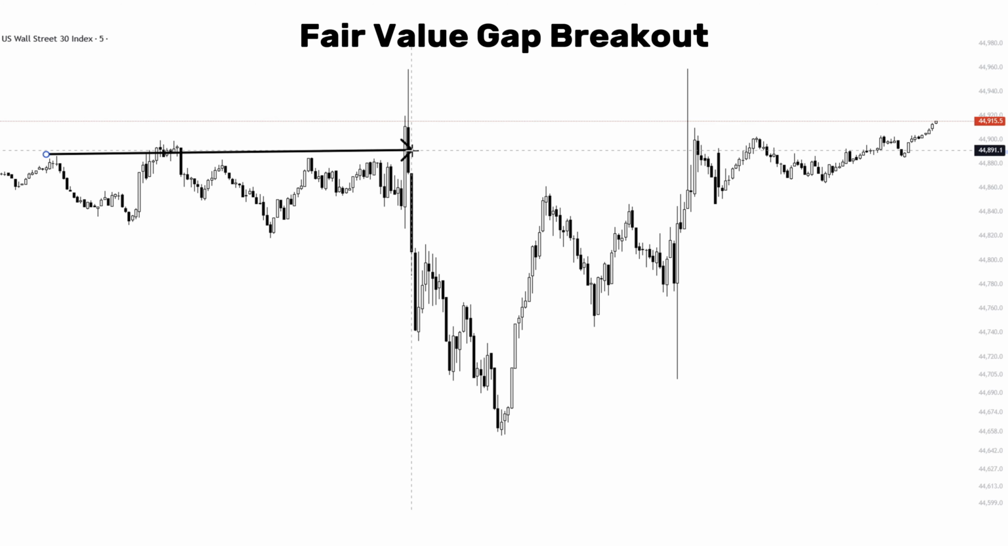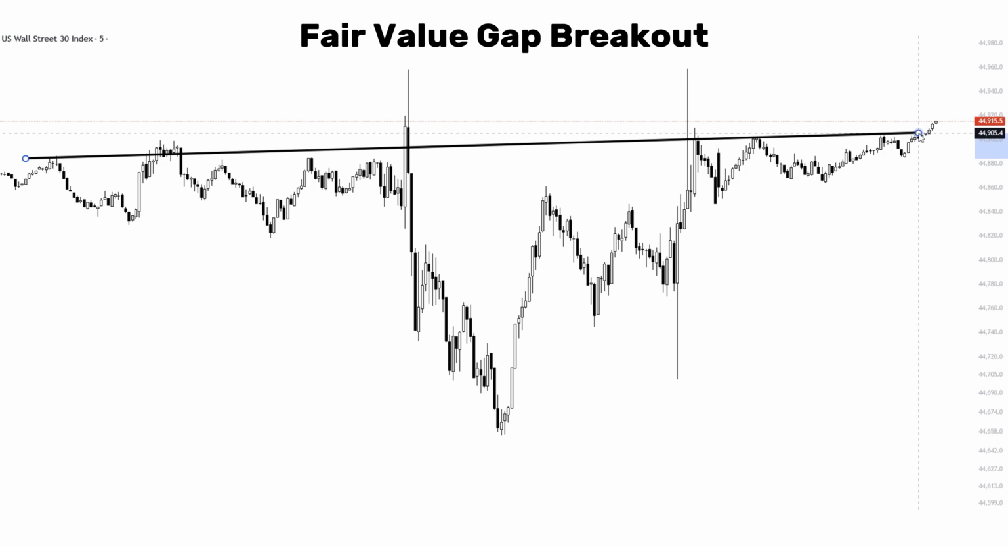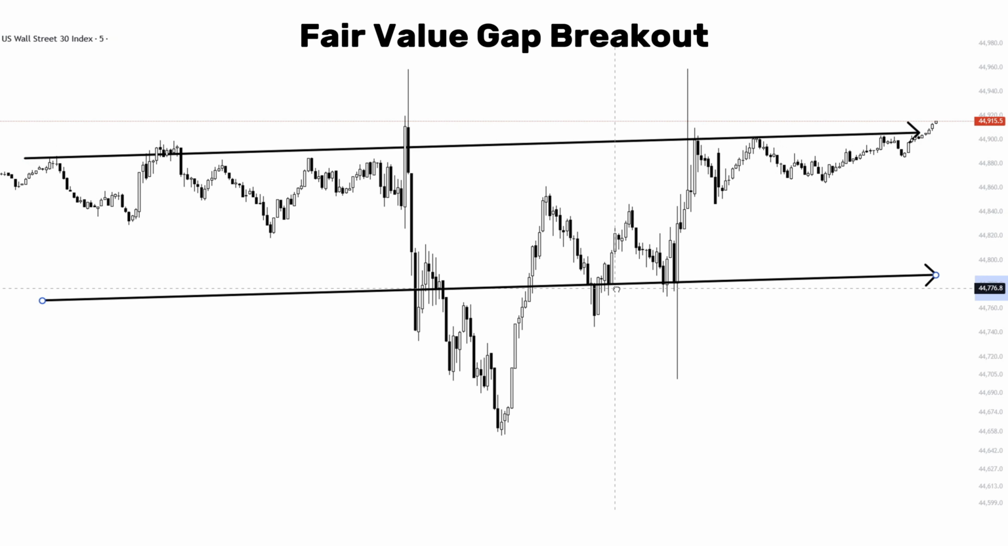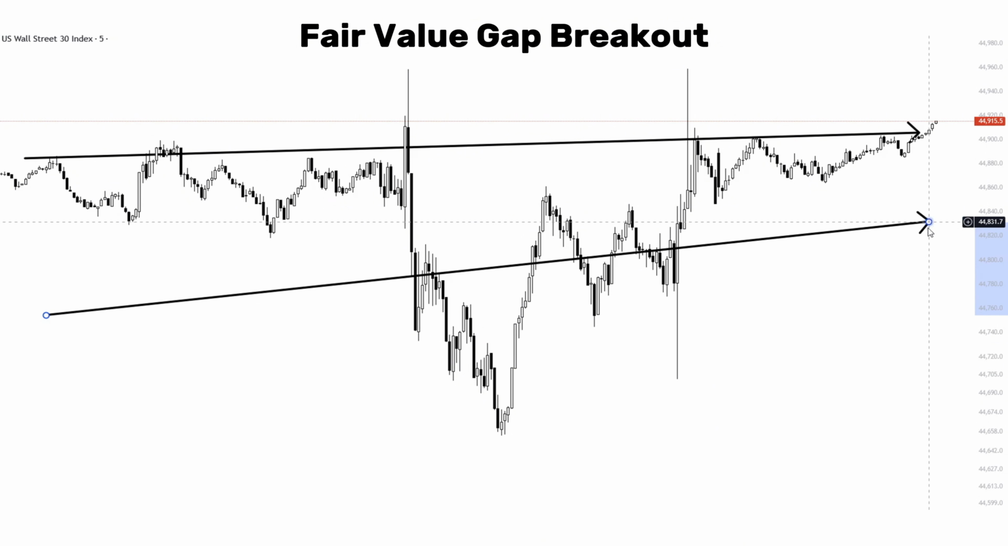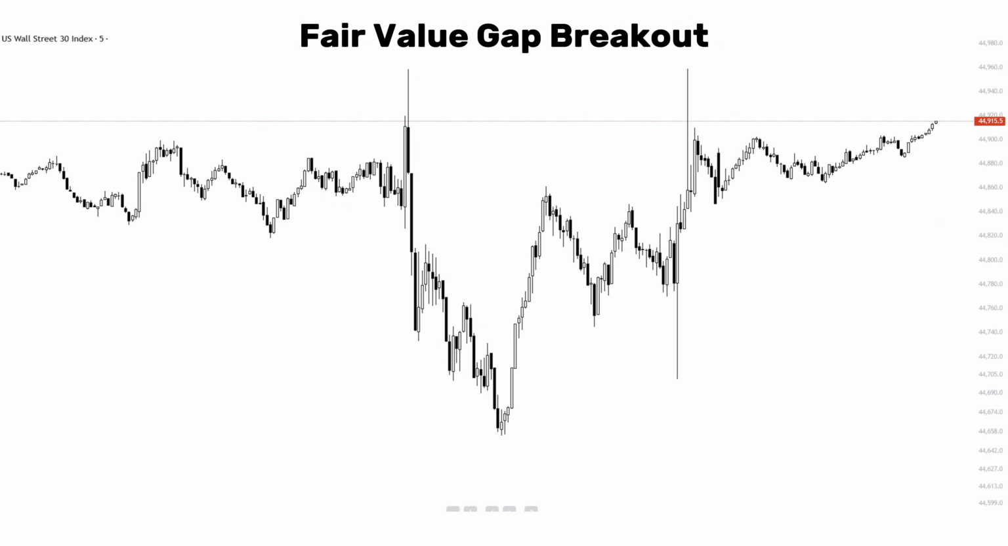So taking it step by step. The first step is analyzing the macro market structure. Now in this example, the market structure is actually more complicated because look how weird the price has moved. Kind of sideways, but also looks like it moved in a trend. So here it's more complicated.